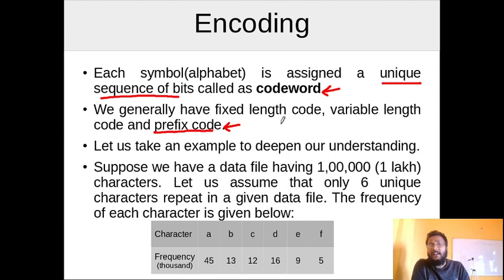Now, let us try to understand this in more details by taking an example. Let us say you have got a data file, a file which is having around 1 lakh characters. So, in that data file there are 1 lakh characters, and let us assume that we only have 6 unique characters repeating in that file. We do not have more than 6 characters, and those 6 characters are A, B, C, D, E and F. And the frequency of each character is given here in thousands. So, A is repeating 45,000 times, B is repeating 13,000 times and so on, alright.